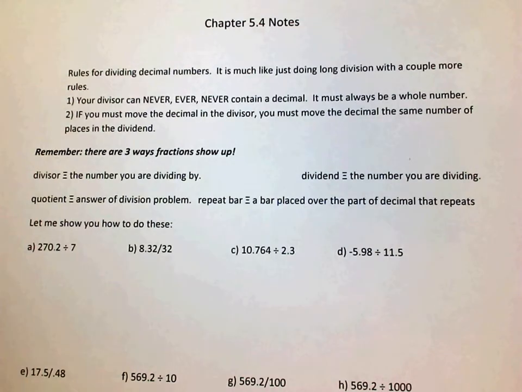Well, we're over the hump for Chapter 5. We have this one and 2 more sections to cover.